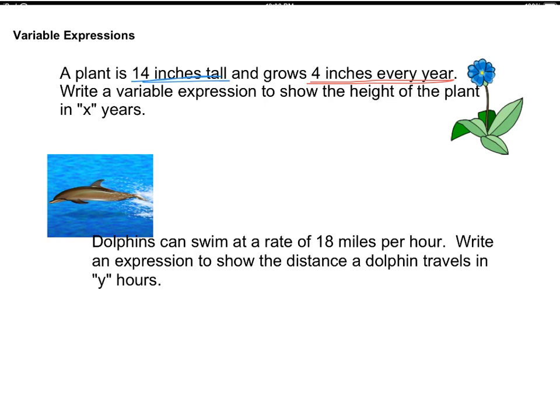So we know the plant grows 4 inches every year. So in the next year, it would grow 4 inches. In the next 2 years, it would grow 8, right? 4 plus 4. In the next 3 years, it would grow 4 plus 4 plus 4. It'd grow 12 inches. What this question is asking is, what will the height be after X years? In other words, we don't know. Let's write our variable expression. Remember, a variable expression contains a number, a letter, and a symbol. Okay? If the plant grows 4 inches every year, it would grow 4 inches times whatever X is, plus it's currently 14 inches tall.